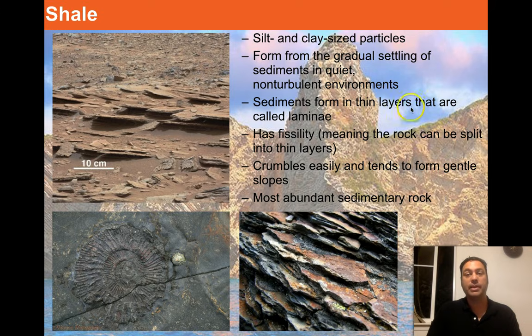Sediments form in thin layers that are called laminae or laminations, right? So this is a very finely laminated rock right here. Same thing over here. It's actually finely laminated, but it's a little bit better lithified. It has something called fissility, meaning the rock can be split into thin layers. So this is a very fissile rock. Here we can actually see the little fissile flakes that are kind of falling down here below. And it crumbles easily and tends to form gentle slopes.